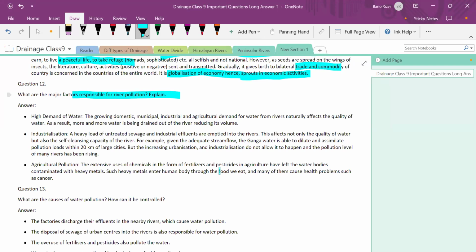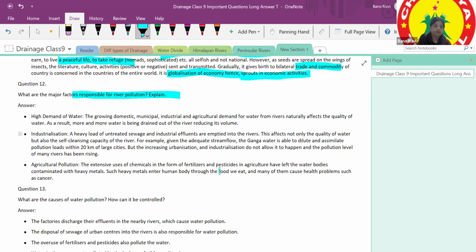Agriculture pollution: the extensive use of chemicals in the form of fertilizers and pesticides in agriculture has left the water bodies contaminated with heavy metals. Such heavy metals enter the human body through the food we eat, and many of them cause health problems such as cancer. So how will we answer whenever we talk about river pollution?